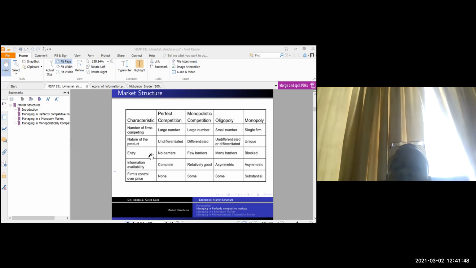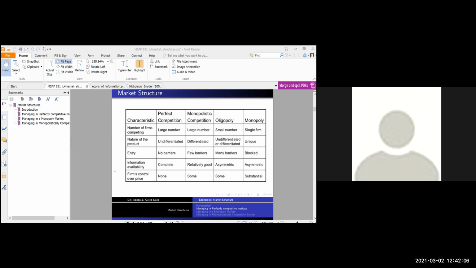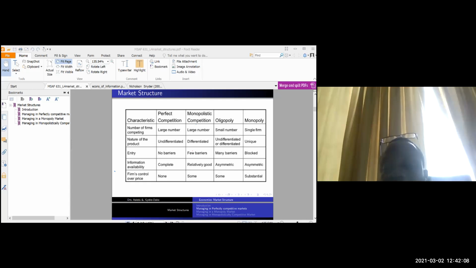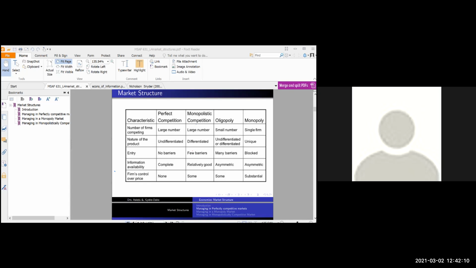In terms of entry, for a perfect competitive market, there are no barriers to entry. For a monopoly market, the entry is blocked. Okay, you cannot enter. It can be blocked by government rules, it can be blocked because the monopolist is just too big, or everybody's afraid to enter that market. Okay, so it can be blocked.